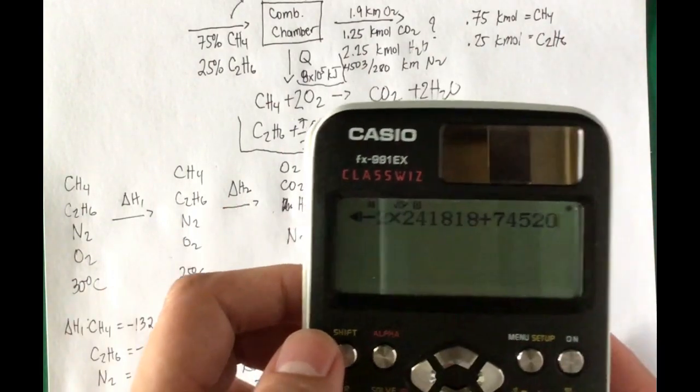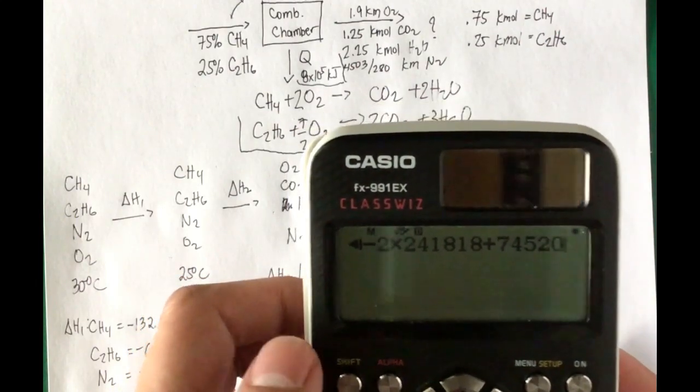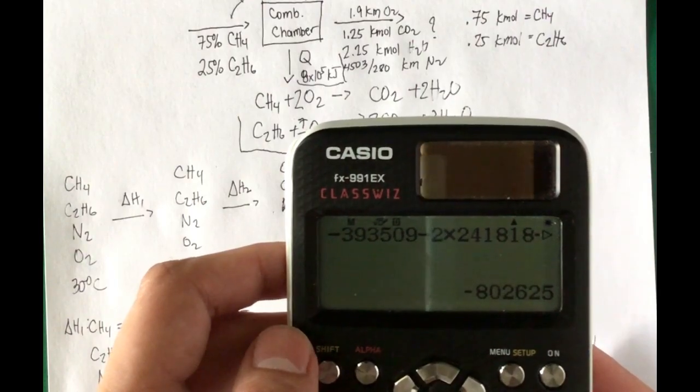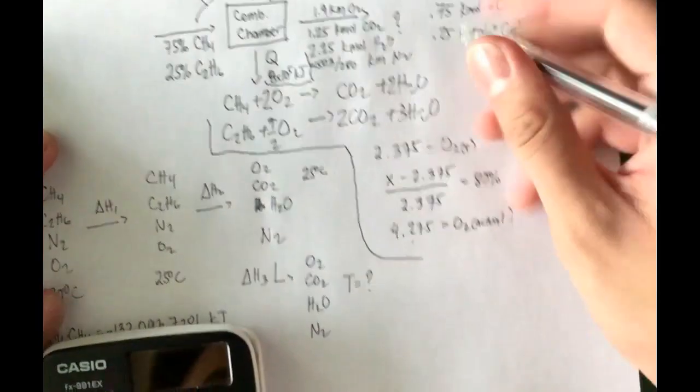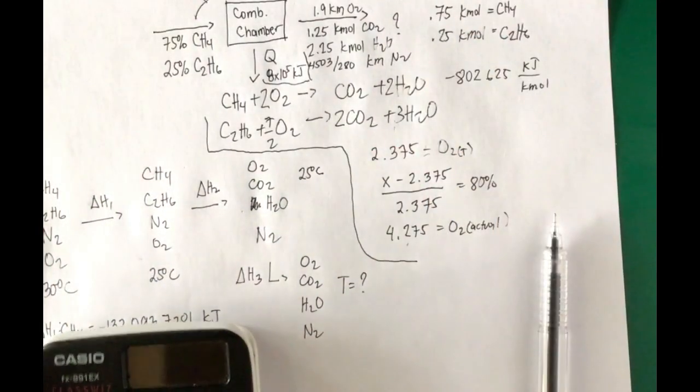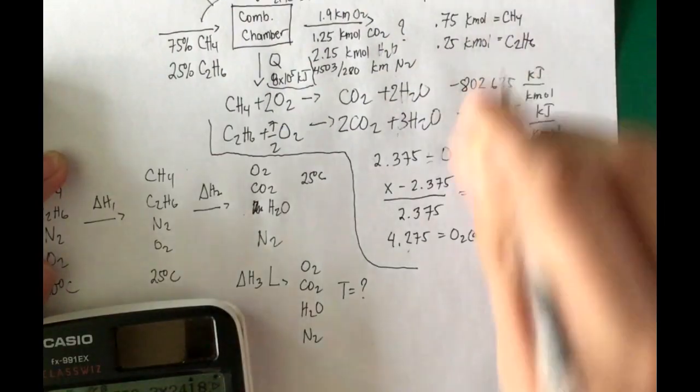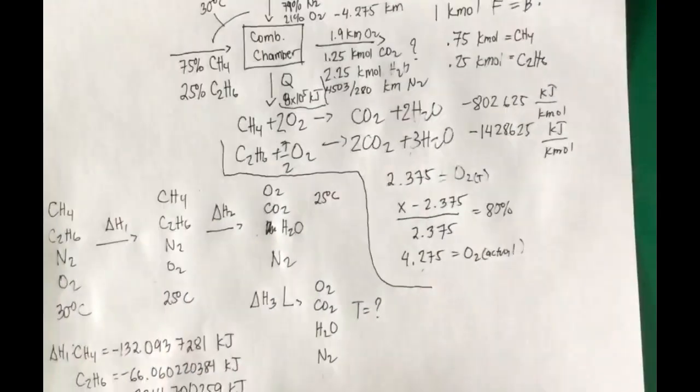So minus times minus equals plus. So we're going to get 802,625. So I'm just going to write it here. And we're going to do the same for this. So I'm just going to plug it in directly.